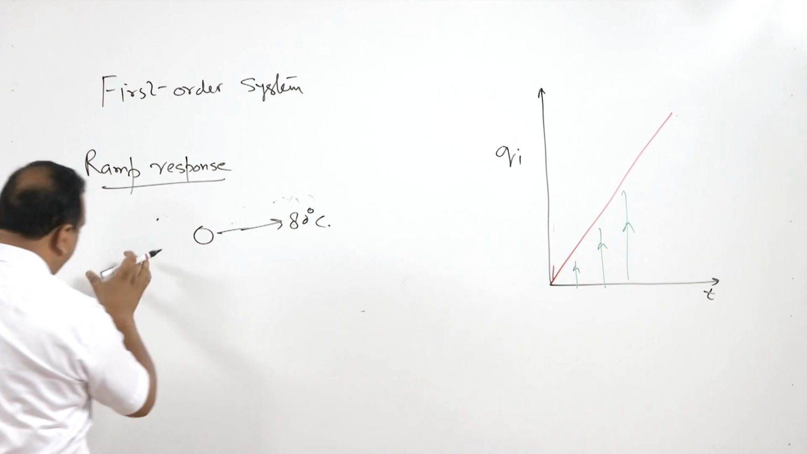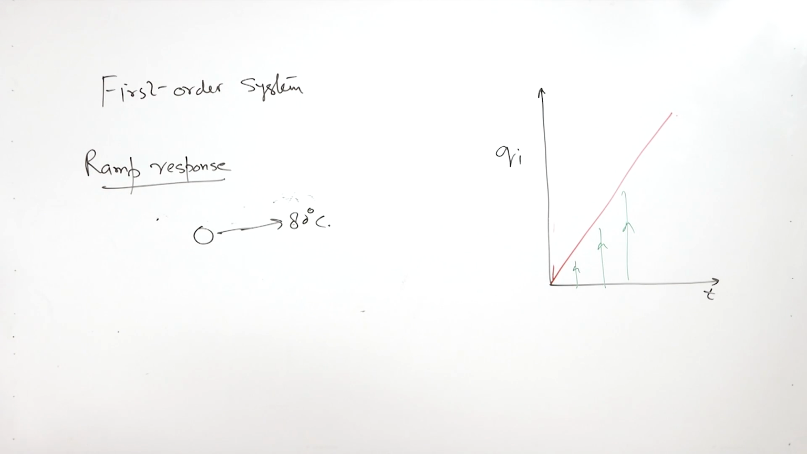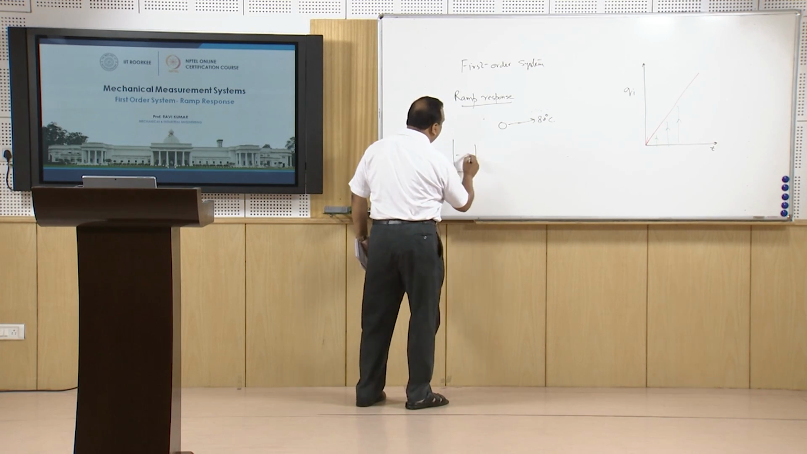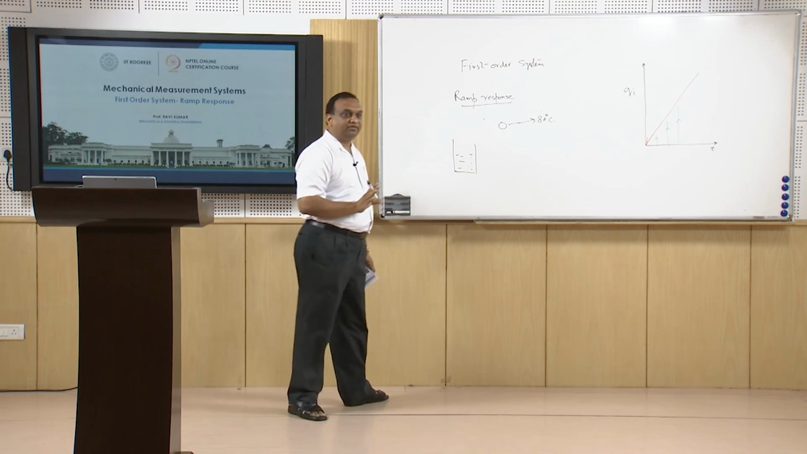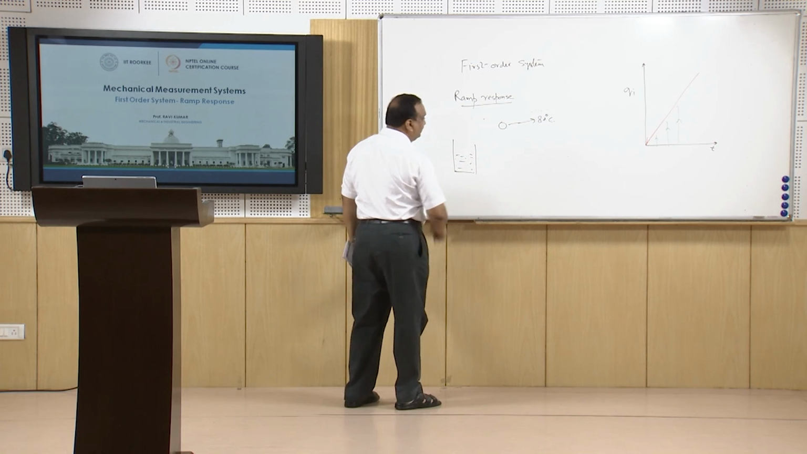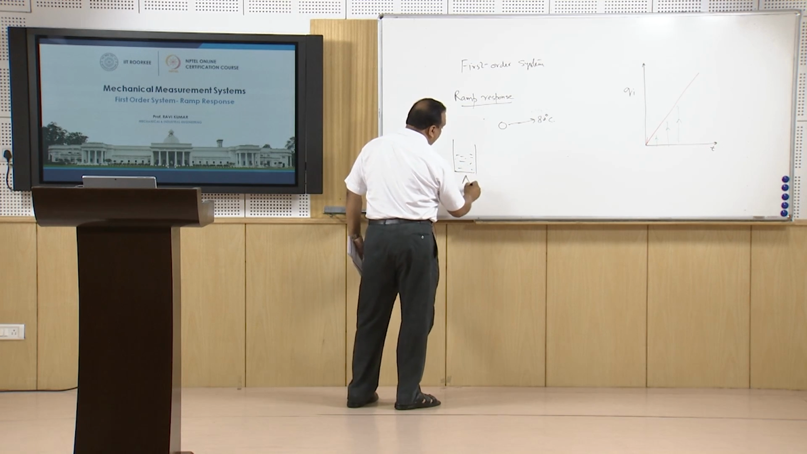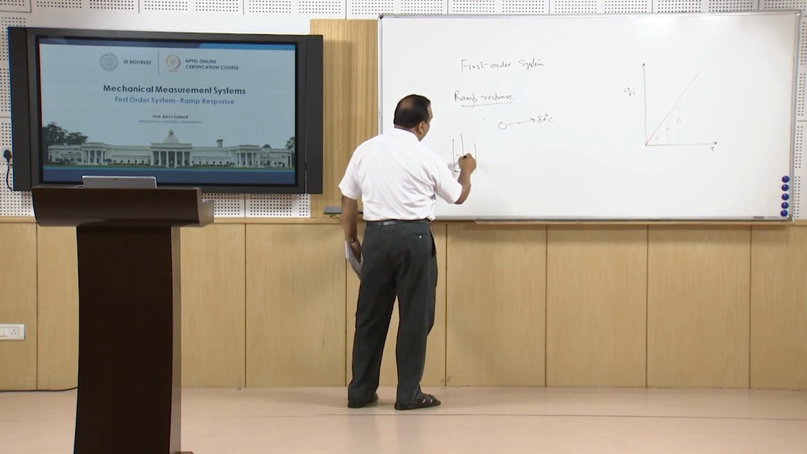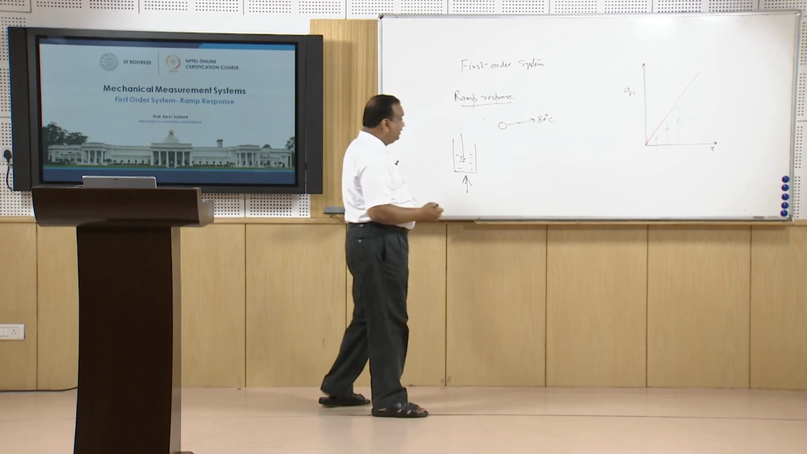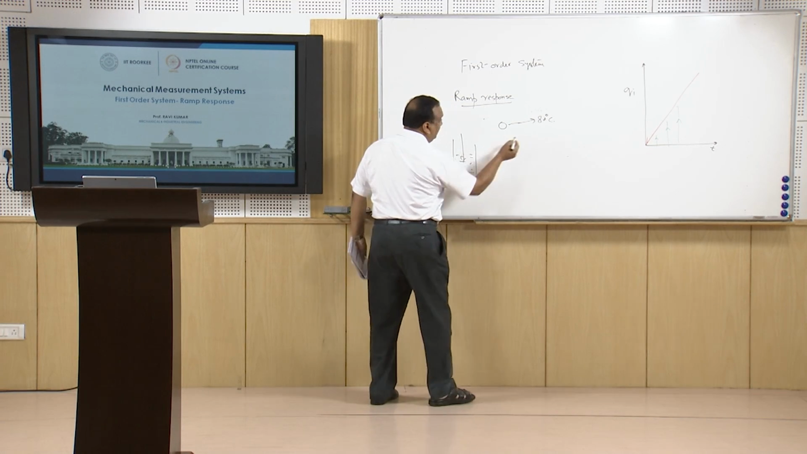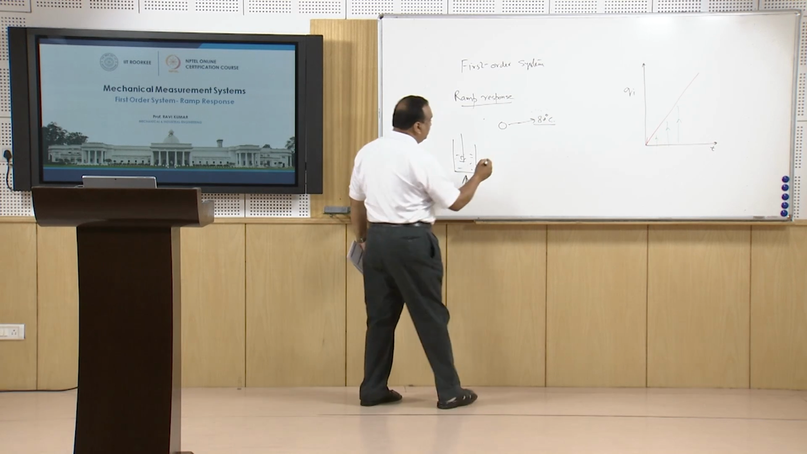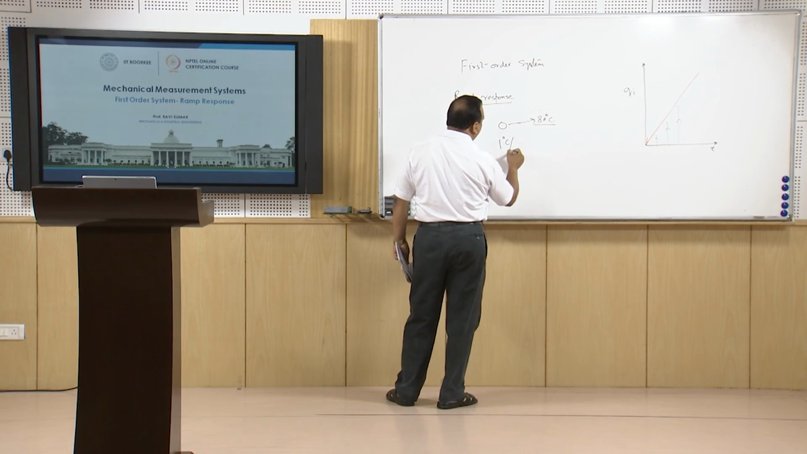The thermometer is put in the vessel. Initially, the bulb was at 0 degree centigrade. Water was also at 0 degree centigrade. It was all water, not ice. If ice is there, then it is a different story. All water at 0 degree centigrade, and now we have started heating the water, and the temperature of the thermometer started rising. If we attain a temperature of 80 degrees centigrade in 80 seconds, then the input rate is 1 degree centigrade per second.